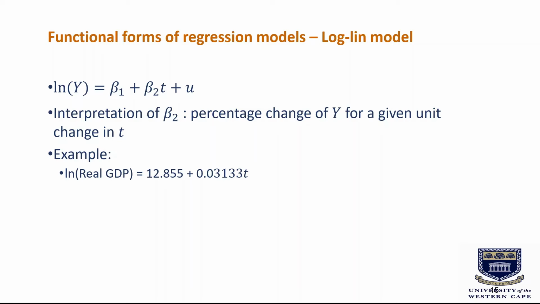Right, now let's look at a log-lin model where you have the y variable logged, but the x variable remains unchanged. And this is useful for looking at growth rates, right? So in the example given here, you have log of y equals beta 1 plus beta 2 t plus u, and t over here denotes time, right? So the way to interpret beta 2 is that it is the percentage change of y for a given unit change in t.